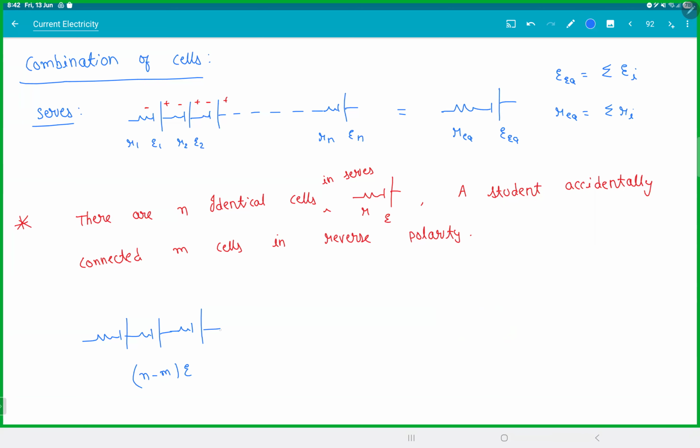So when you keep m cells in reverse polarity, you don't lose m batteries, you lose double the batteries, because every battery that got reversed will cancel 1 more battery. So this is in reverse polarity. This can be replaced with (n minus 2m) into E. Resistance doesn't care how you connect it, it will always be the same. Clear with that? So be careful, that double thing is important. That is in series, not much in series as such. All clear? Next thing.